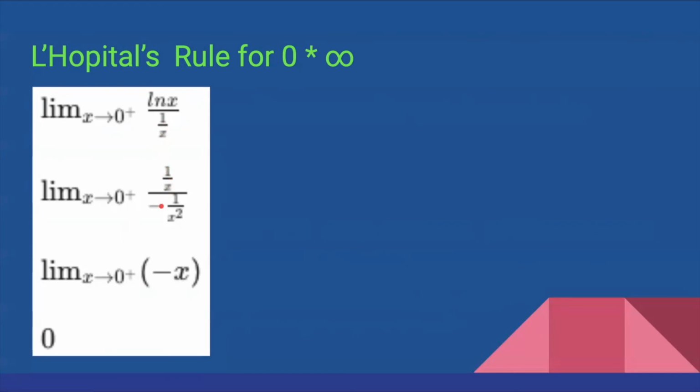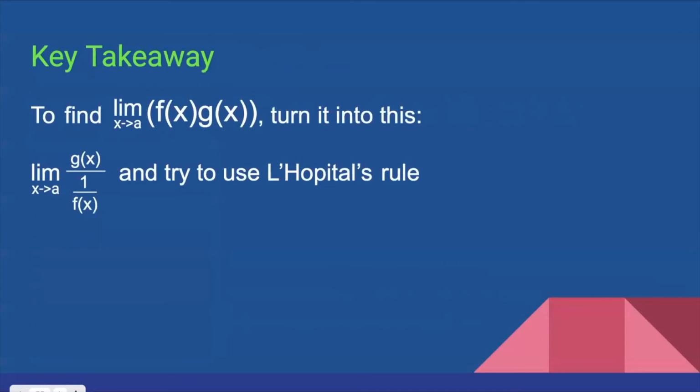The derivative of 1 over x is negative 1 over x squared. And you simplify to get negative x. And now you can plug in 0 for x. So the final answer is 0. So the key takeaway is if you want to find the limit of a product of two functions, you turn it into this, g of x over 1 over f of x, and try to use L'Hopital's rule for that.